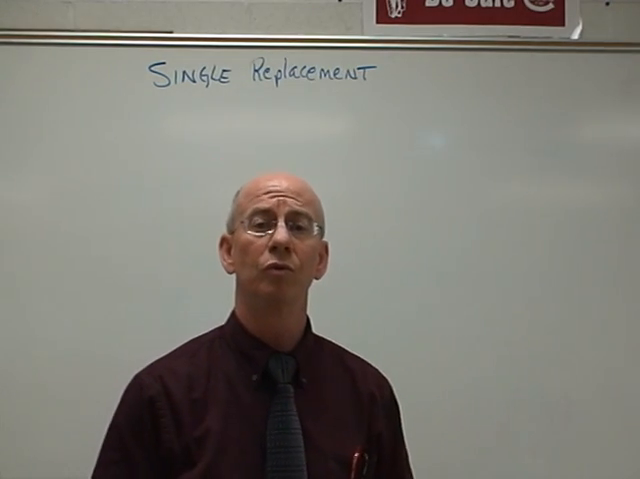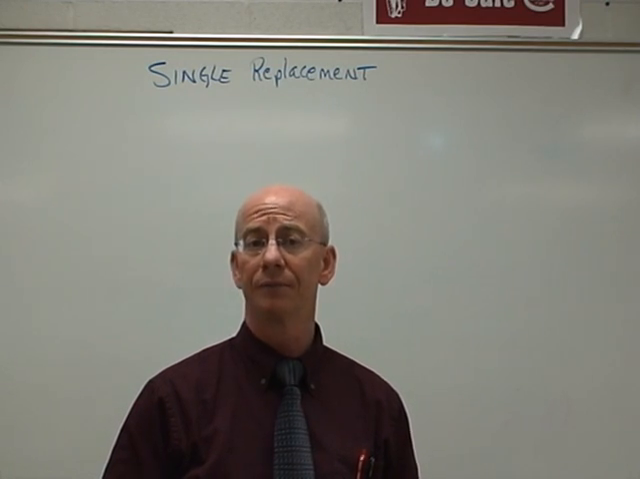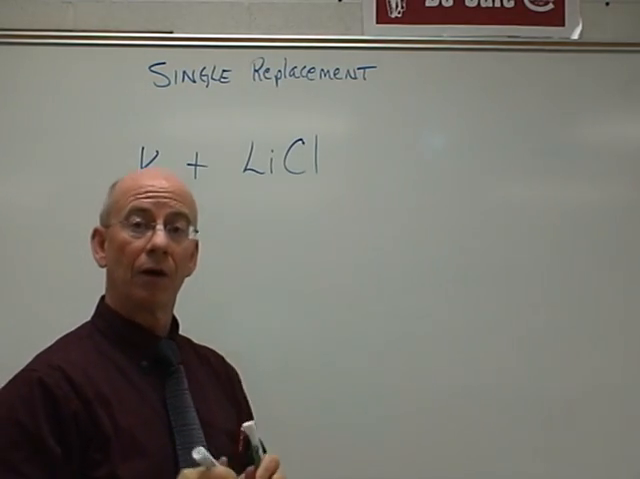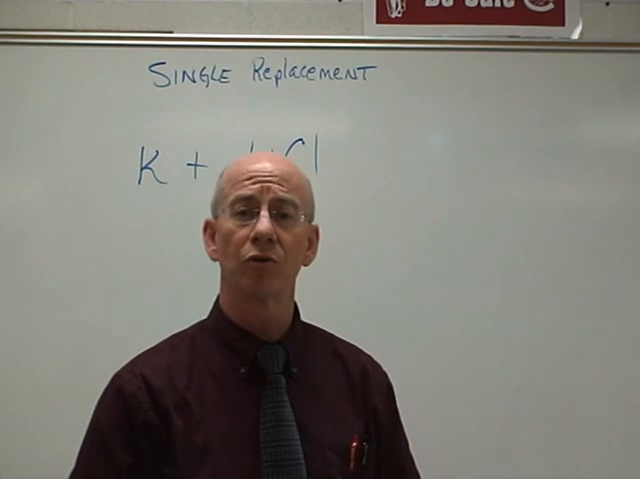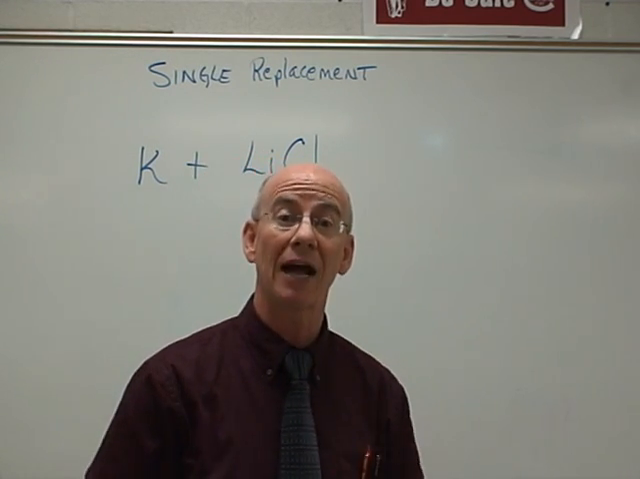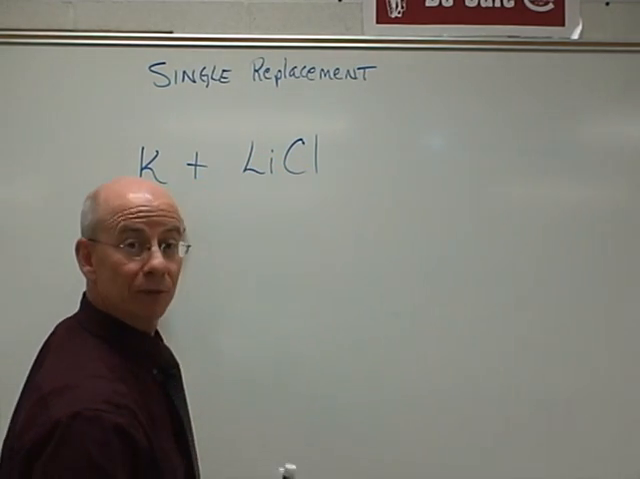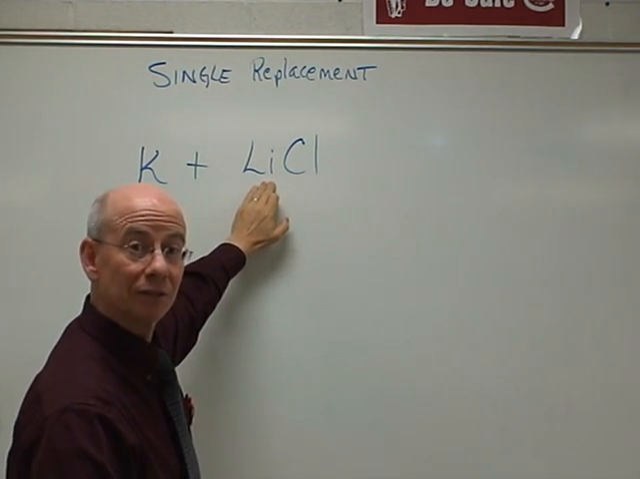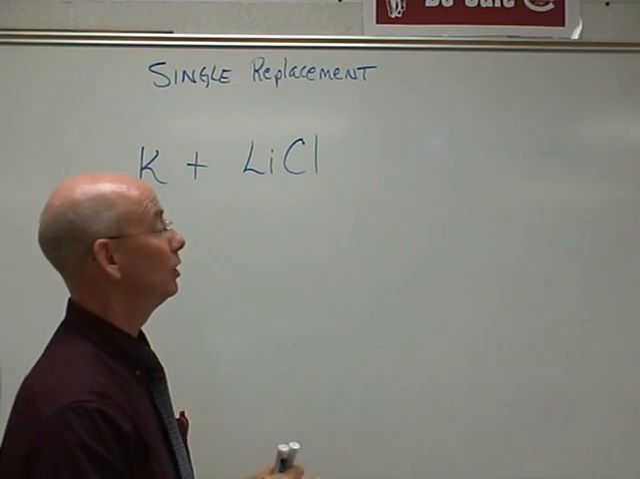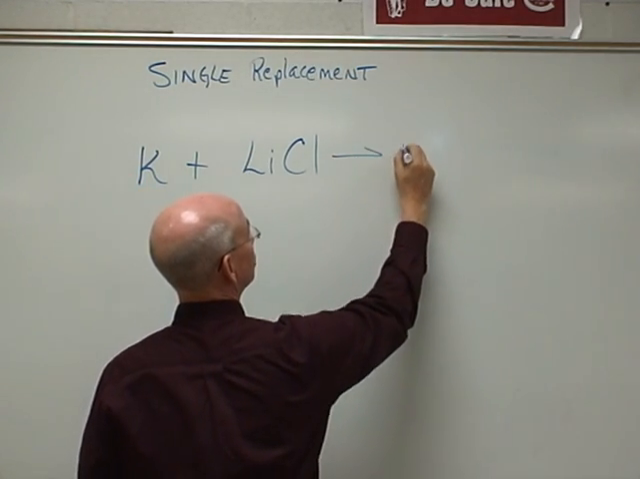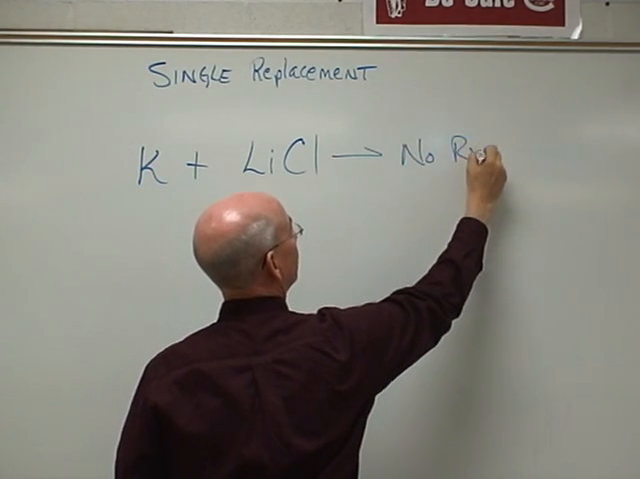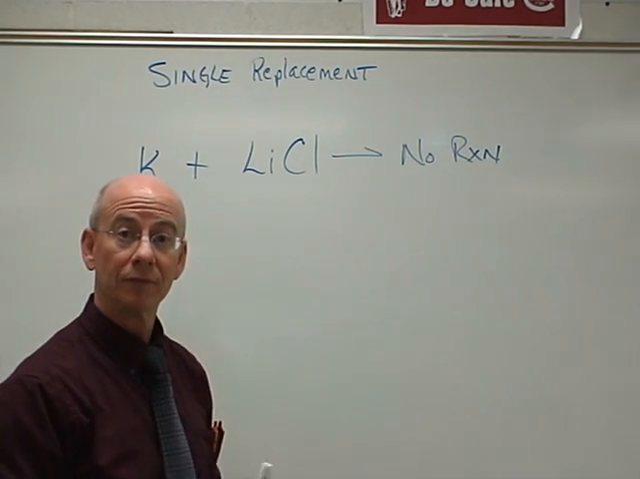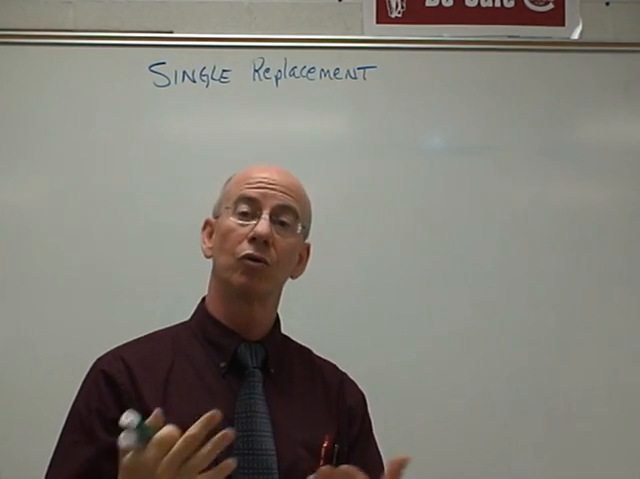Let's try another one. What if we wanted to do potassium and lithium chloride? Now, I don't want to go back to the chart because I already showed it to you. We said that lithium is the most active metal. Although potassium is pretty active, it's not as active as lithium. So in this case, nothing's going to happen. There will be no reaction. So we would just write no reaction.